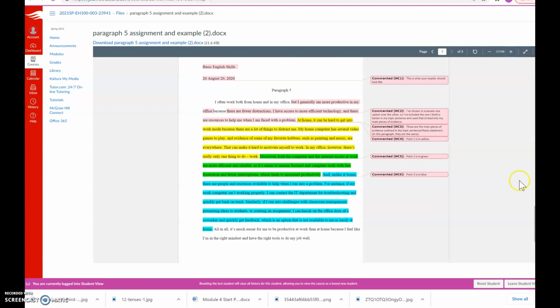And so that takes you through another example of how to write one of these paragraphs. That should be everything for this module.